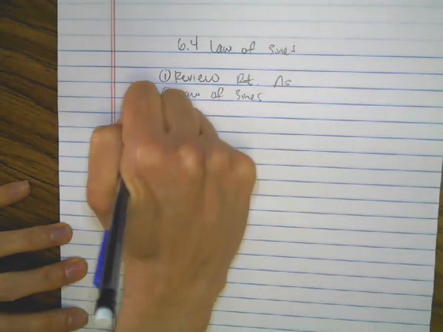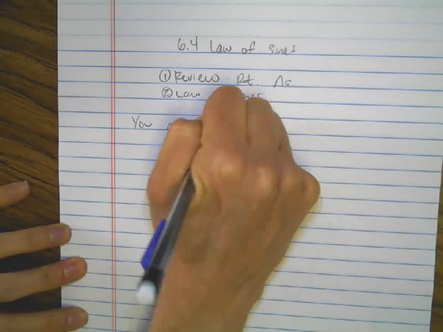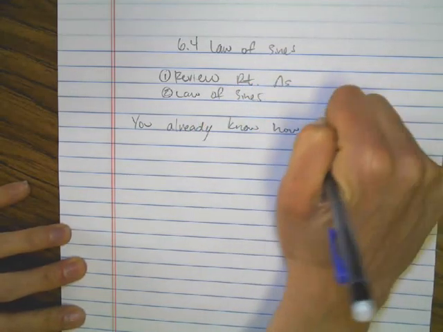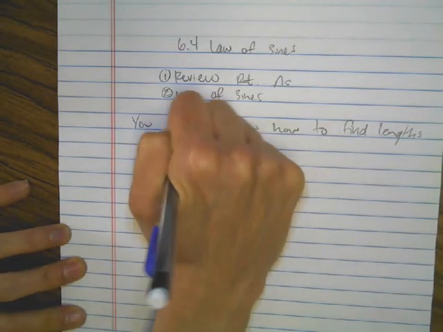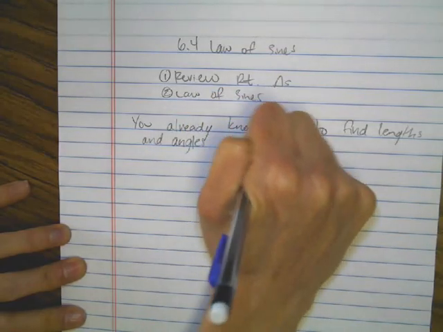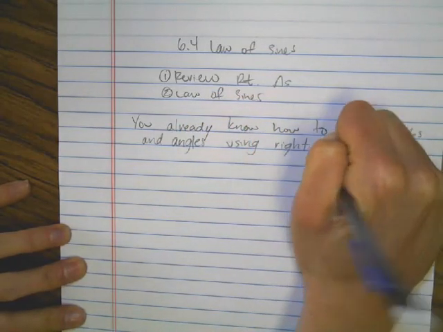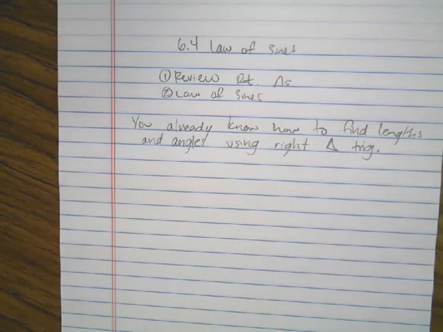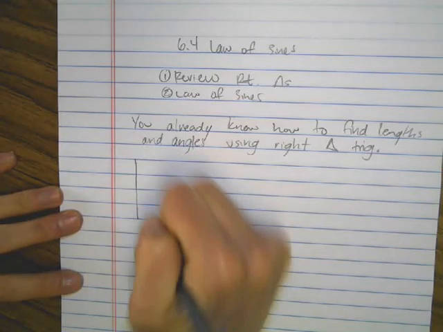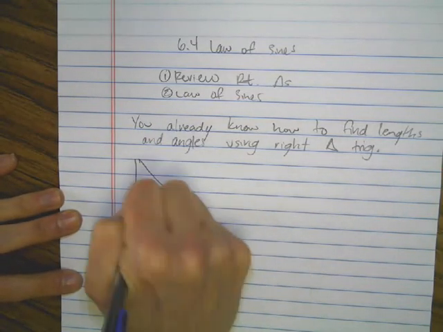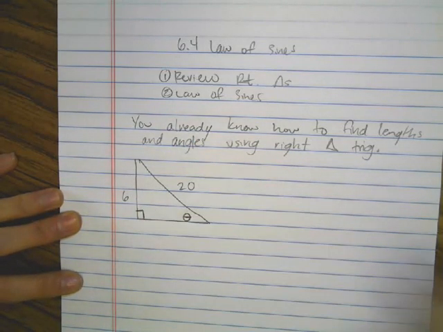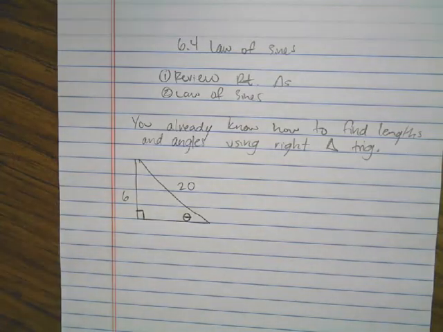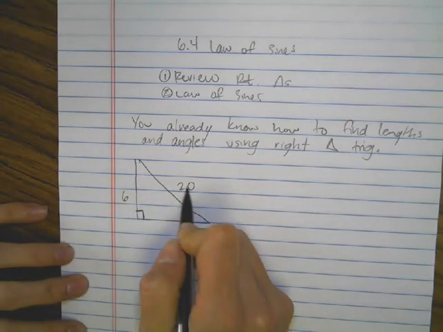So what you already know is how to find lengths and angles using right triangle trig. An example of this would be if you had a right triangle labeled 6 and 20 and you wanted to find theta, what trig function would you use? Sine, right? Because opposite and hypotenuse.